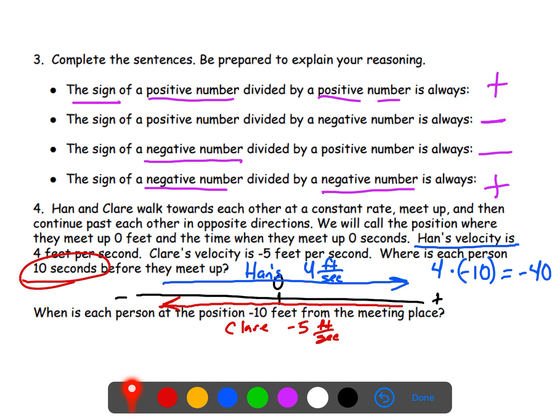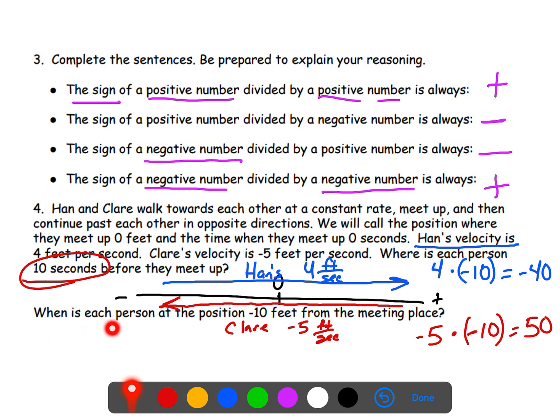Claire, going the other direction, 10 seconds before this meeting point, going back 10 seconds, is going to be over here on the positive side. And that's because Claire is going to take her velocity of negative 5. She's going to multiply that by being 10 seconds before. That's still negative 10 seconds. And when we multiply two negatives, we get a positive 50 feet.